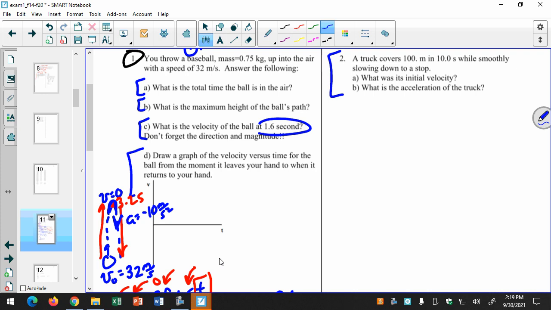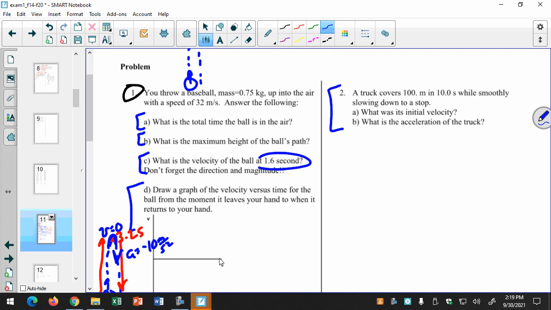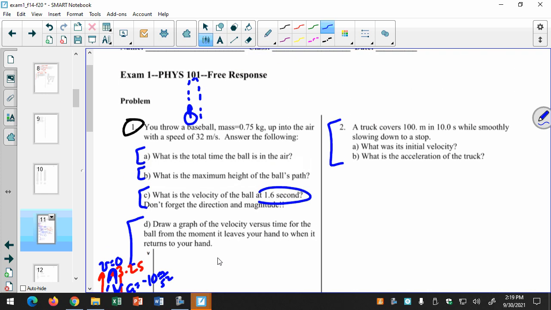So the first step is to write down everything that you know and what you need to know. So you have to read the problem carefully. I'm going to write it up here above the words. The truck covers 100 meters. That's x. X is equal to 100 meters in 10 seconds while smoothly slowing down to a stop.